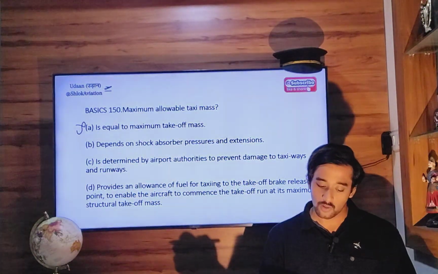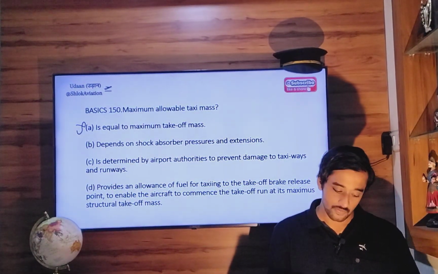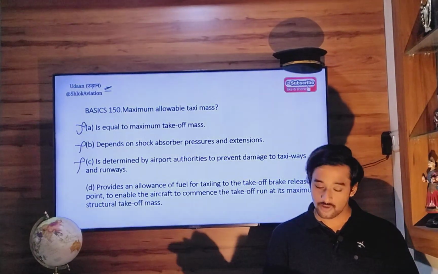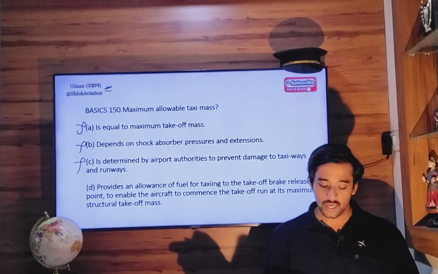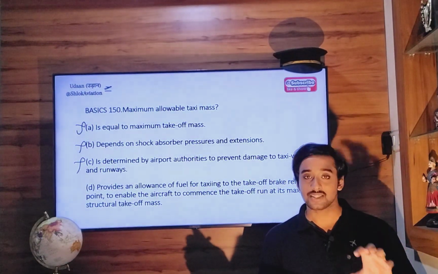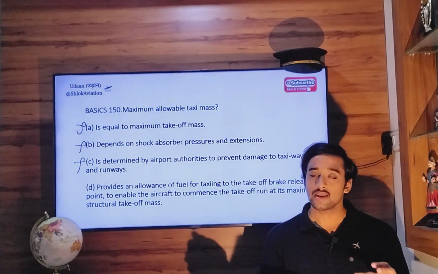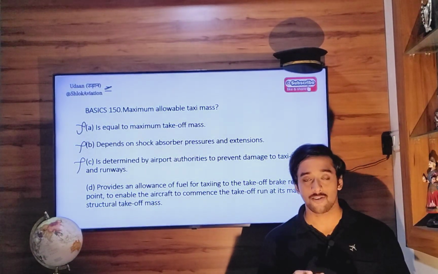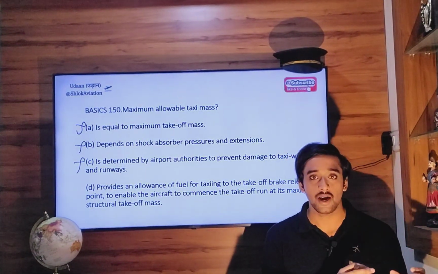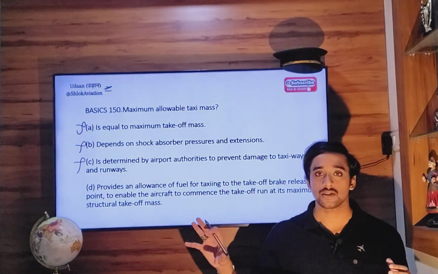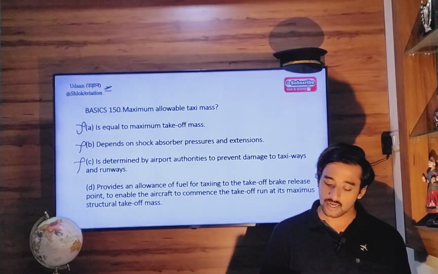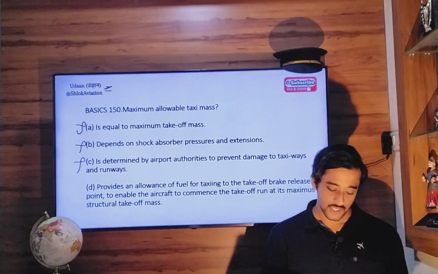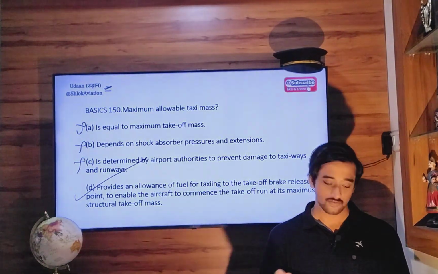Depends on shock absorber pressures and extensions. No. Is determined by airport authorities. Wrong. Provides an allowance for fuel for taxiing to the takeoff brake release point. That means this taxi mass, like I said in the beginning, will include taxi fuel, and this taxi fuel will be used in taxiing your aircraft from the parking area, the ramp area, to the runway surface, to enable aircraft to start the takeoff run at its maximum structural takeoff mass. So delta is the right option.